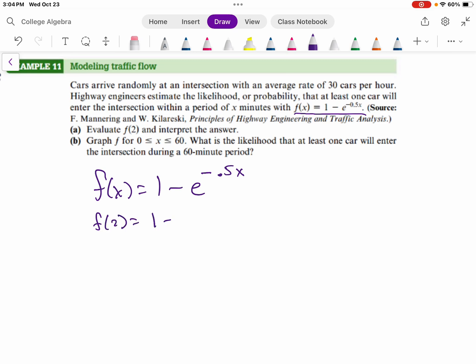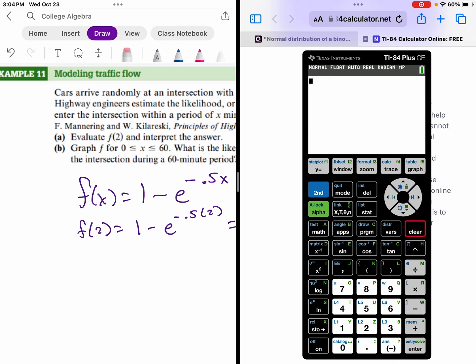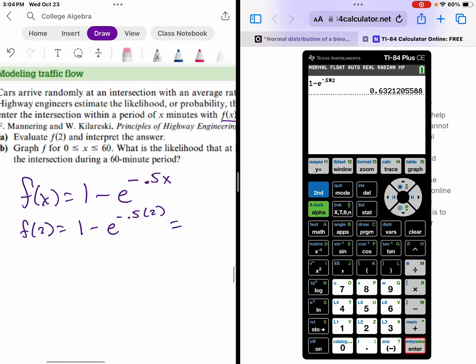So that's 1 minus e to the negative 0.5 times 2. Again, we can grab the calculator on this one. So let's get over there and type it in. Clear the screen. We have 1 minus second ln gives me the e, negative 0.5 times 2. And that tells me that I have 0.6321.